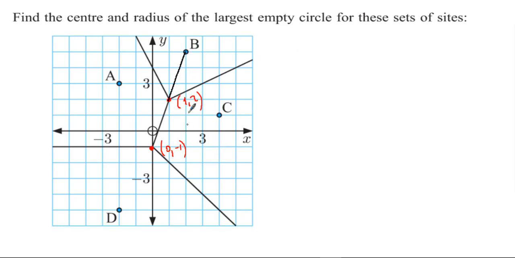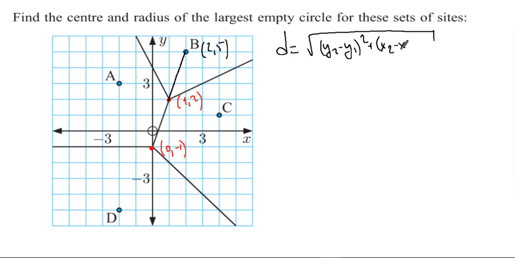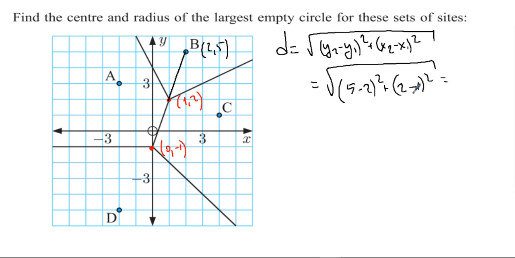The location of B is actually 2 and 5. So we are looking for this distance. If you remember, how do you find the distance? It's the square root of y2 minus y1 squared plus x2 minus x1 squared. So in the square root we have 5 minus 2 squared plus 2 minus 1 squared. So it will be 9 plus 1, root of 10. So it's this distance. Let's call it distance 1, the radius 1.